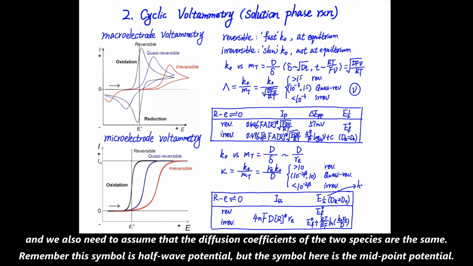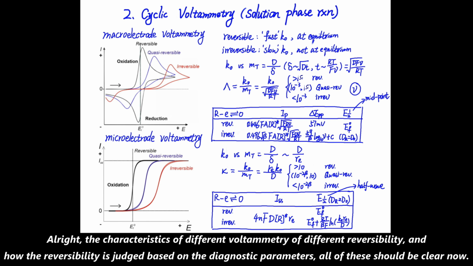And remember, this symbol is the half-wave potential, but the symbol here is the midpoint potential. Alright, now the characteristics of different voltammetry, of different reversibility, and how the reversibility is judged based on the diagnostic parameters, all of this should be clear now.